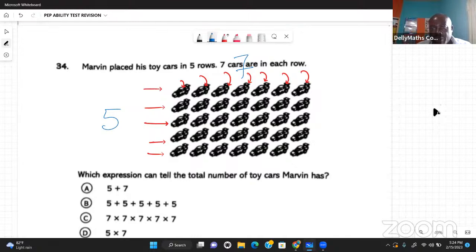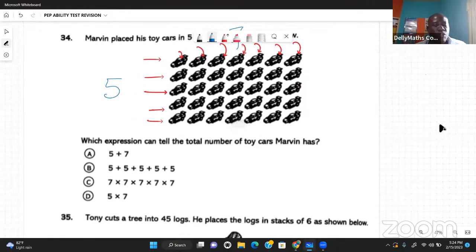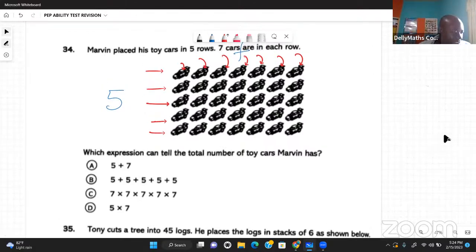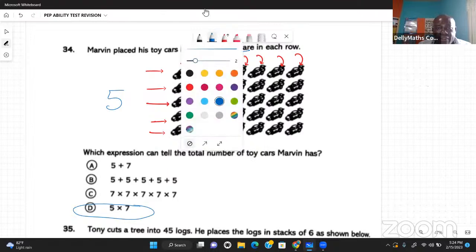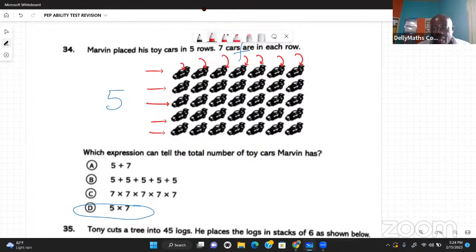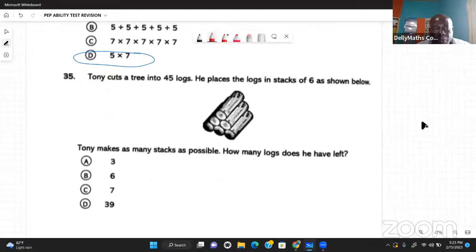Now, so we have 5, we have 7. So let us see what they're asking. Which expression can tell the total number of toys Marvin has? So you're talking about how many in each row. Everybody should be jumping at 5 times 7, 35. So yes, 35 right there. 5 times 7 is what would have helped you to pick that up quickly.